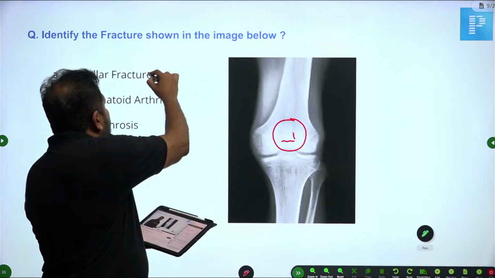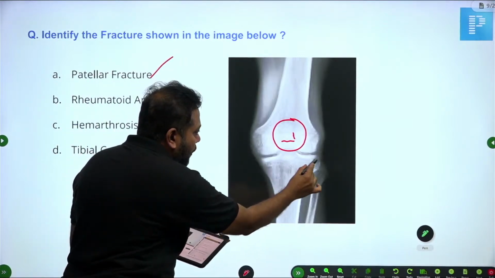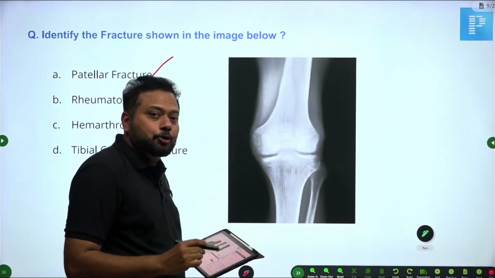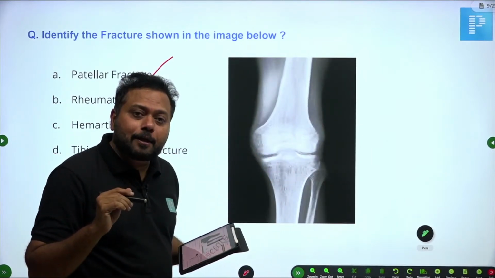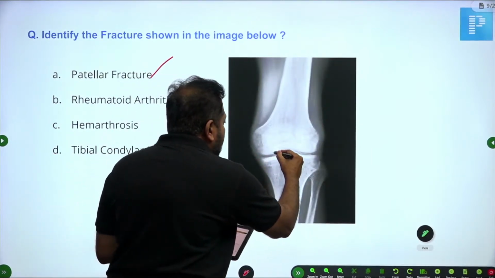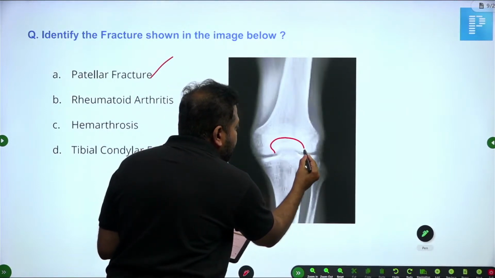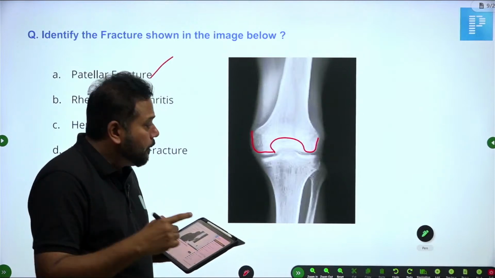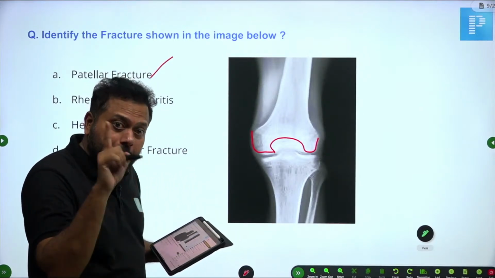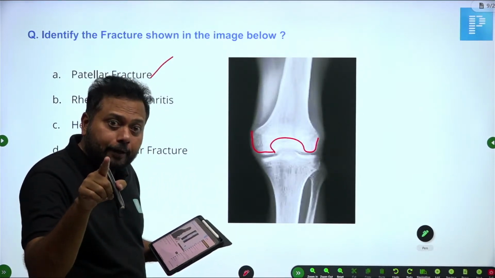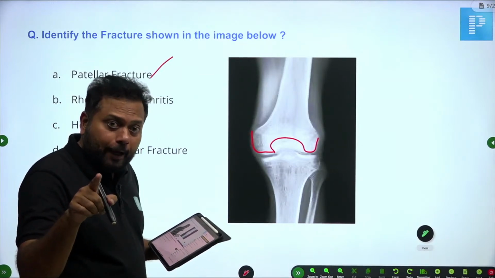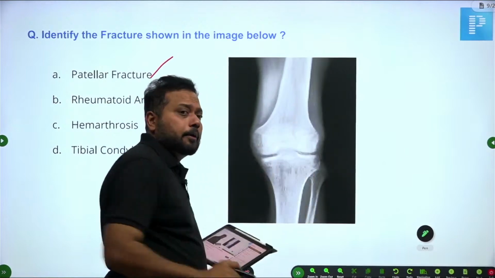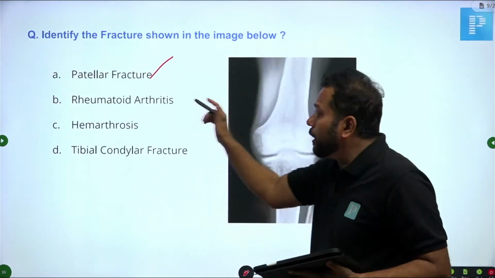So this is a case of patella fracture, because in the tibial condyle no fracture is there. In hemarthrosis you can't see any fracture. What is the radiological change you can see in hemarthrosis? The intercondylar notch will be widened like this. Widening of the intercondylar notch is the radiological feature of hemophilic arthritis, that is hemarthrosis. It won't show you any fracture. So the right answer here is patellar fracture.